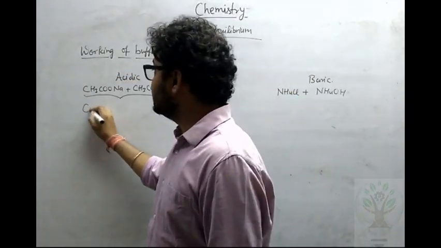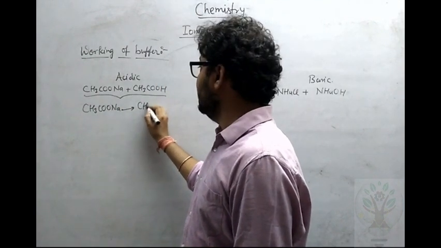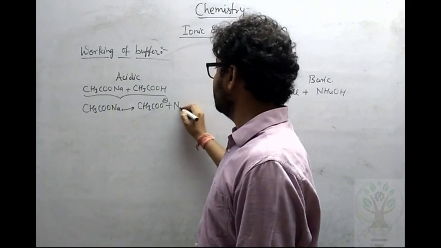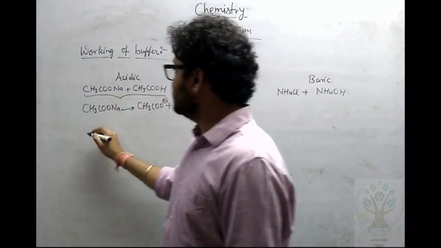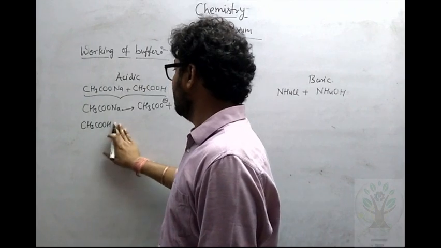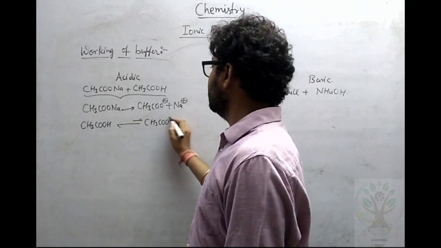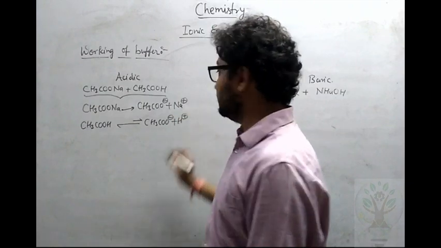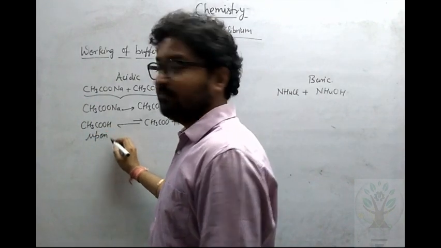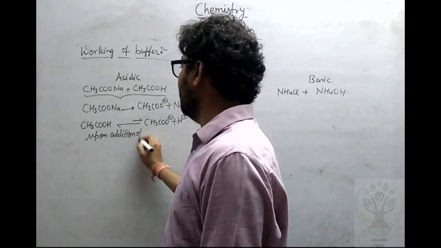Okay, now what is CH3COONa? It is a salt. So it will be strong electrolyte or weak? It will be strong electrolyte. So it will give you CH3COO minus plus Na plus. Okay, now what about CH3COOH? CH3COOH is a weak electrolyte. I mean, it is a weak acid, but still it will give you CH3COO minus plus H plus.